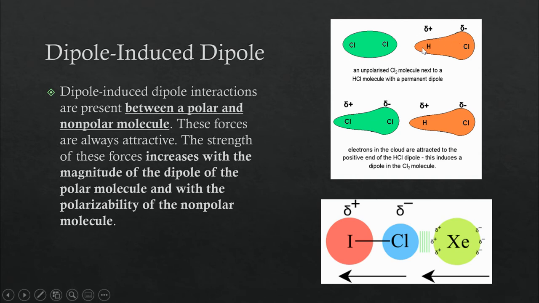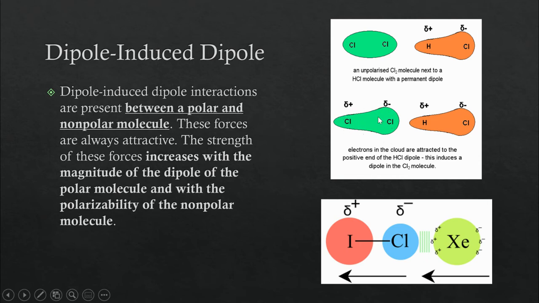So when we put this slightly positively charged hydrogen next to this molecule, we induce a dipole. We cause the electrons in this molecule to be attracted to that slightly positive charge, and therefore the right side of this molecule is now slightly negatively charged. And so this attraction between the Cl2 molecule and the HCl molecule is a dipole-induced dipole interaction. A dipole is induced from a molecule that is polar, that has this dipole.